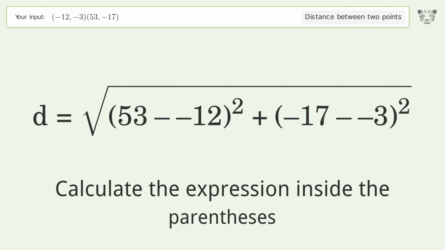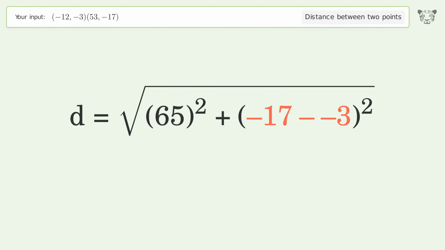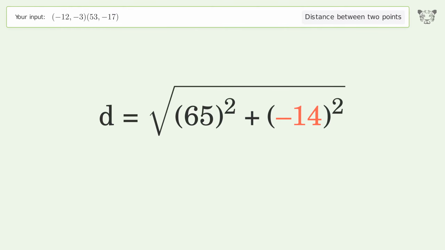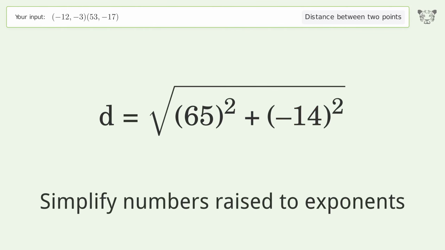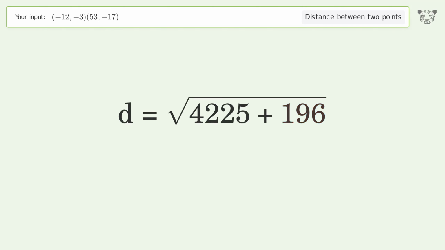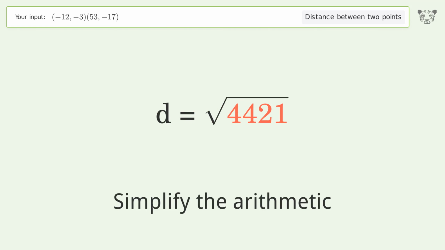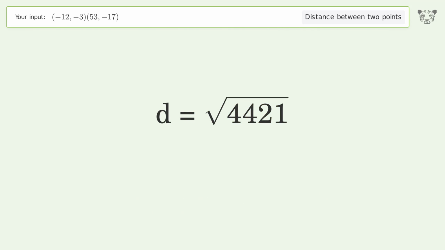Calculate the expression inside the parentheses. Simplify numbers raised to exponents. Simplify the arithmetic. And so the distance between the 2 points is the square root of 4,421, or 66.491.